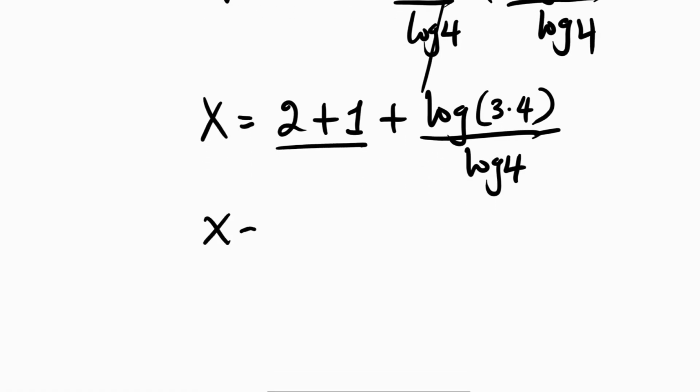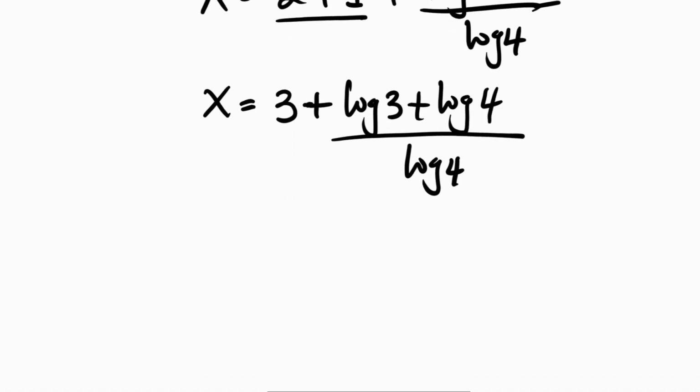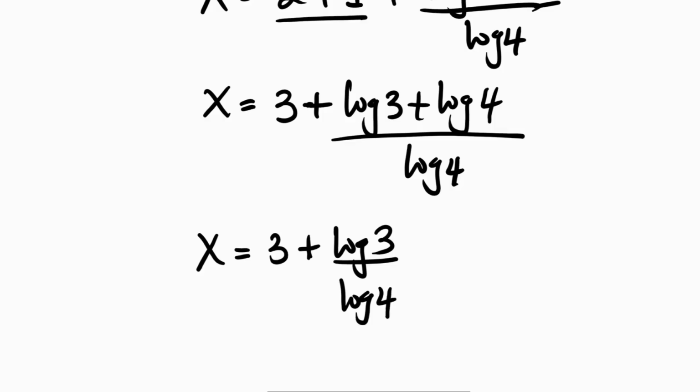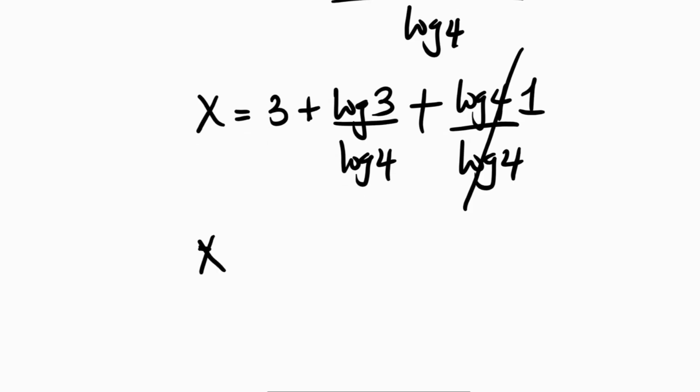2 plus 1 will give us 3 plus log 3 times 4 becomes log of 3 plus log of 4 divided by log 4. And if we write them out as standalone fractions, that becomes log of 3 divided by log of 4 plus log of 4 divided by log of 4. That cancels out. So now we have that our x is equal to 3 plus 1 plus log 3 divided by log 4.